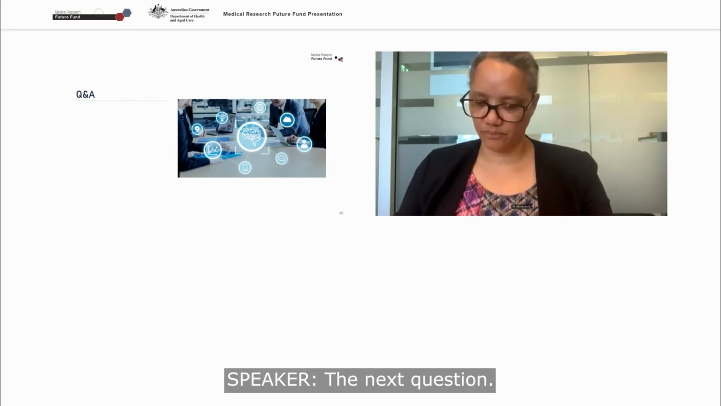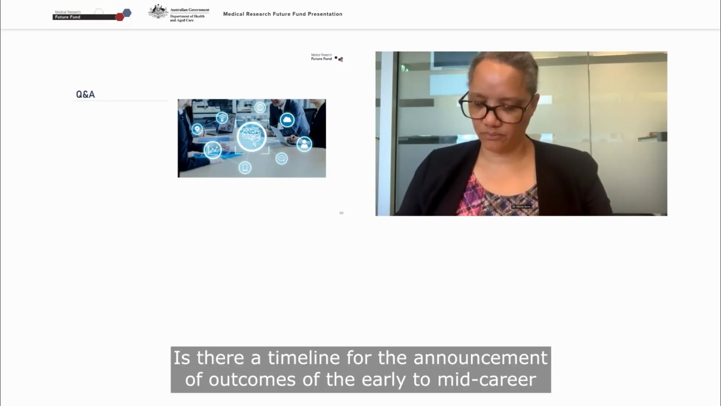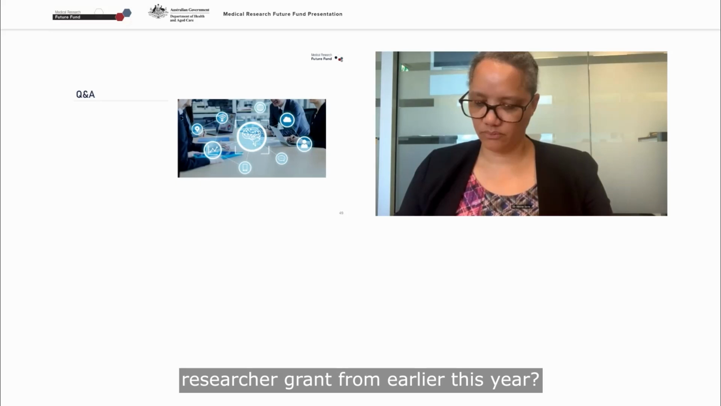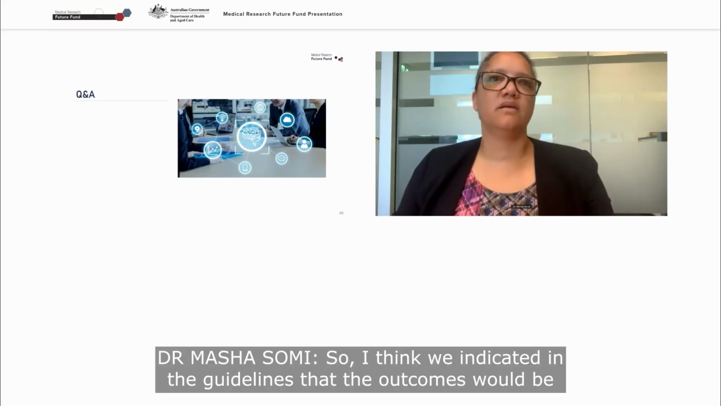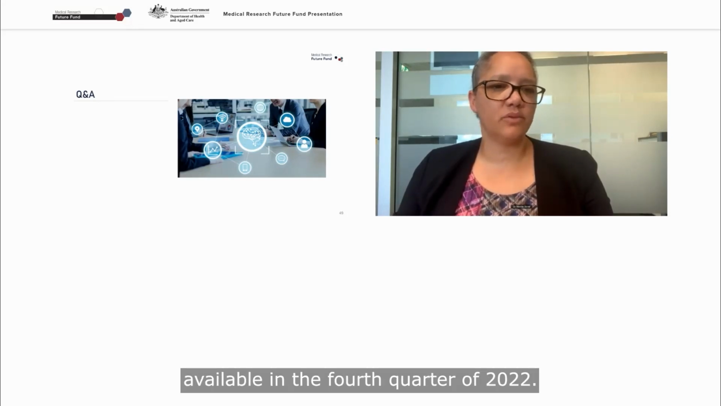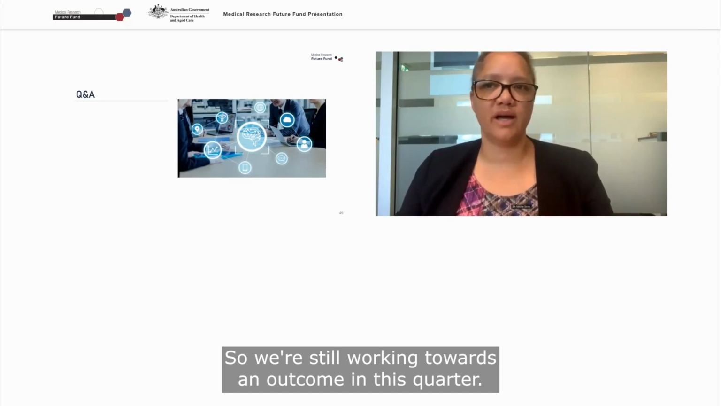The next question: is there a timeline for the announcement of outcomes of the early to mid-career researcher grant from earlier this year? I think we indicated in the guidelines that the outcomes would be available in the fourth quarter of 2022. So we're still working towards an outcome in this quarter.